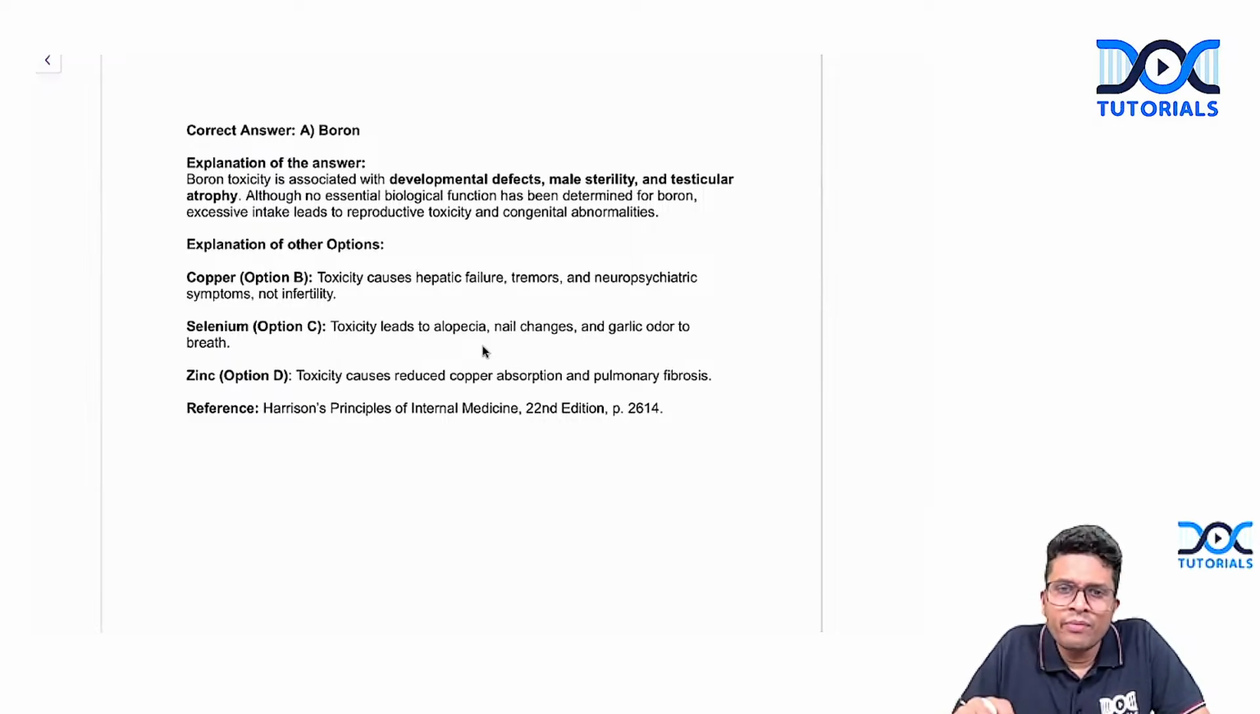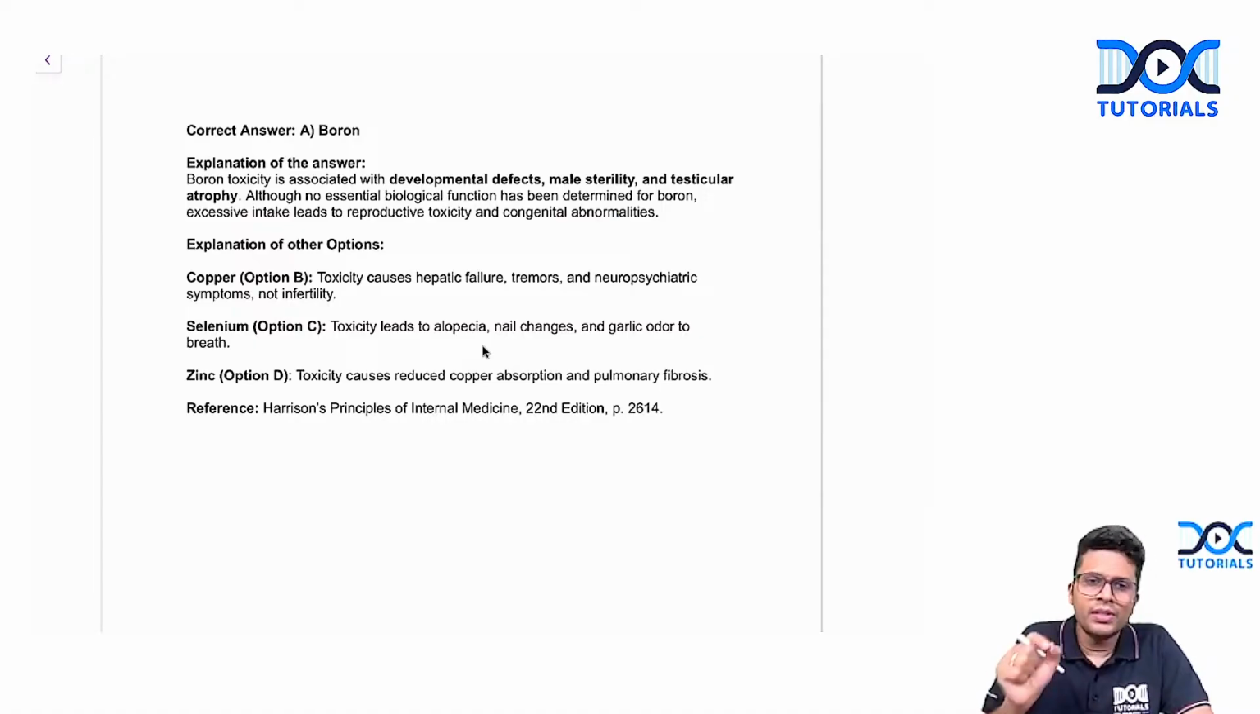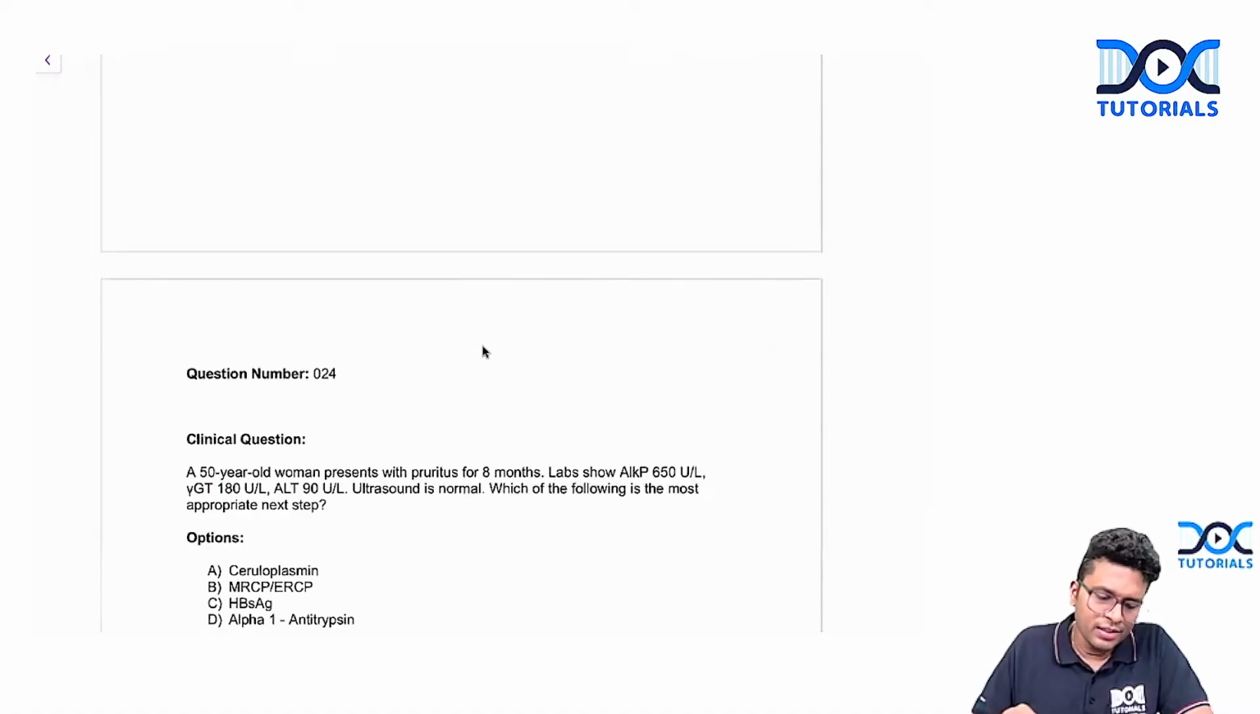Okay. In the same way, copper toxicity can lead to hepatic failure, selenium toxicity can lead to alopecia, nail changes, garlic odor in breath, and zinc toxicity can lead to pulmonary fibrosis. So you should know important terminologies for each of these to crack these particular questions.